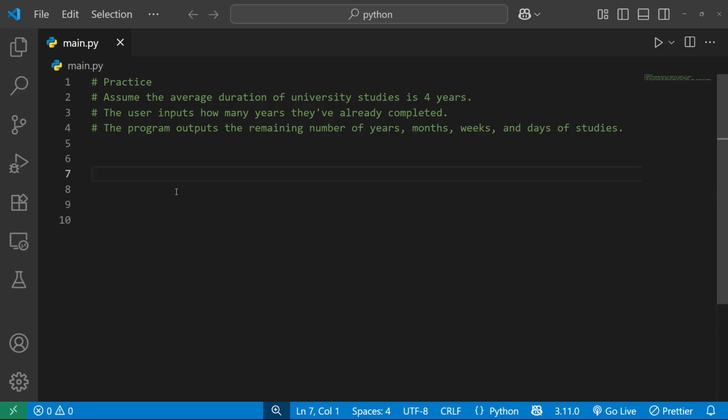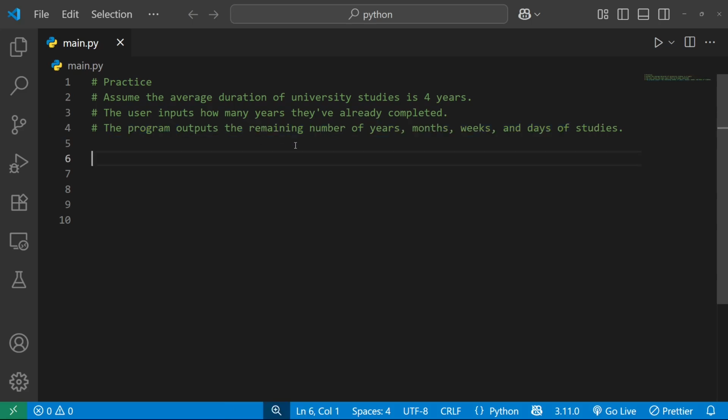I have a practice here for you. Assume that the average duration of university studies is 4 years. Okay, so it means that we studied 4 years at the university. The user inputs how many years they have already completed. The program outputs the remaining number of years, months, weeks, and days.